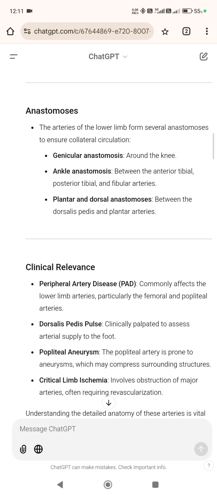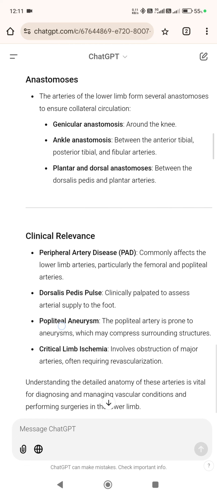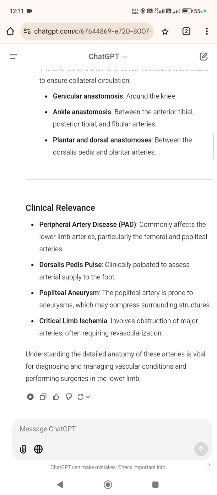Anastomoses. The arteries of the lower limb form several anastomoses to ensure collateral circulation. Genicular anastomosis around the knee. Ankle anastomosis between the anterior tibial, posterior tibial, and fibular arteries. Plantar and dorsal anastomoses between the dorsalis pedis and plantar arteries.